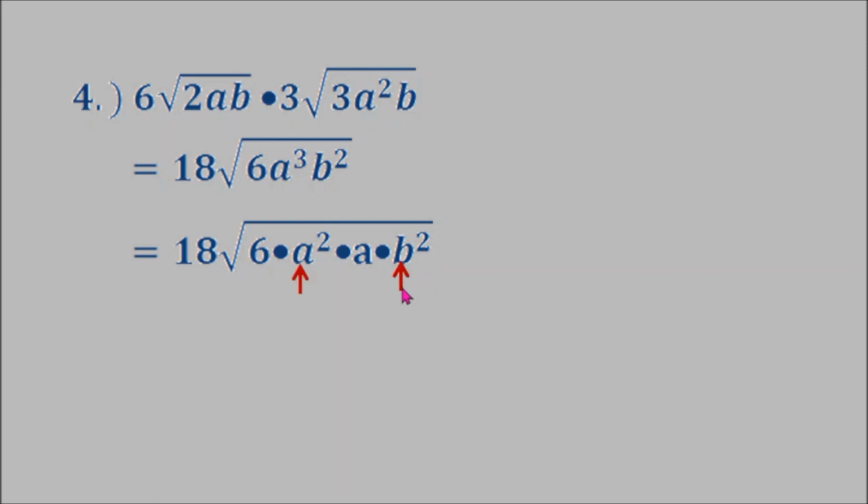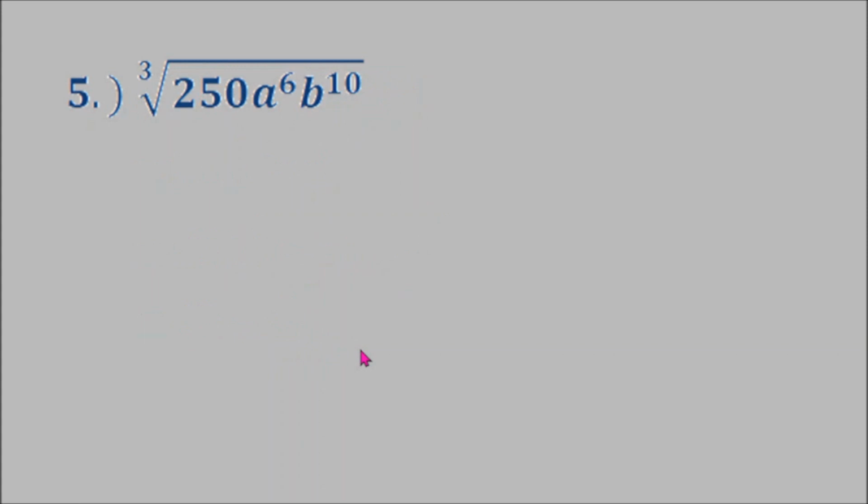Now the perfect squares here are a squared and b squared. The square root of a squared is a. The square root of b squared is b. So this a and b will join the 18. Now this 6 and a stay under the square root sign. So our answer is 18ab square root of 6a.